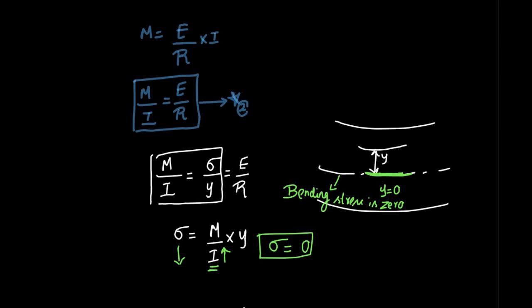M by I is equal to sigma by y is equal to E by R. If you ask whether this is the theory running behind, well, there are some advanced theories. For example, you may want to check Timoshenko's beam theory, where the assumptions made in Euler's beam theory are not valid, so shear deformations are also taken into account. You can check Timoshenko's beam theory once you become familiar with Euler's beam theory. This is Euler's beam theory.